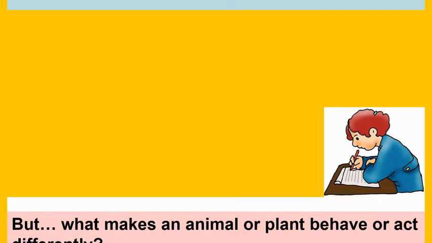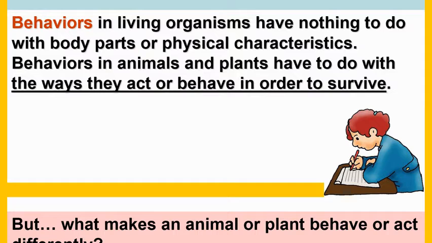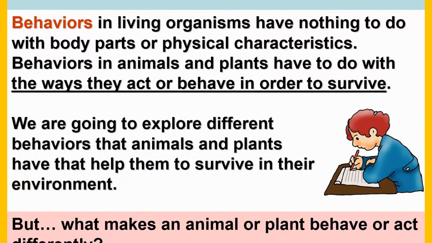But what makes an animal or plant behave differently? Behaviors in living organisms have nothing to do with body parts or physical characteristics. Behaviors in animals and plants have to do with the ways that they act or behave in order to survive. We're going to explore different behaviors that animals and plants have that help them to survive in their environment.